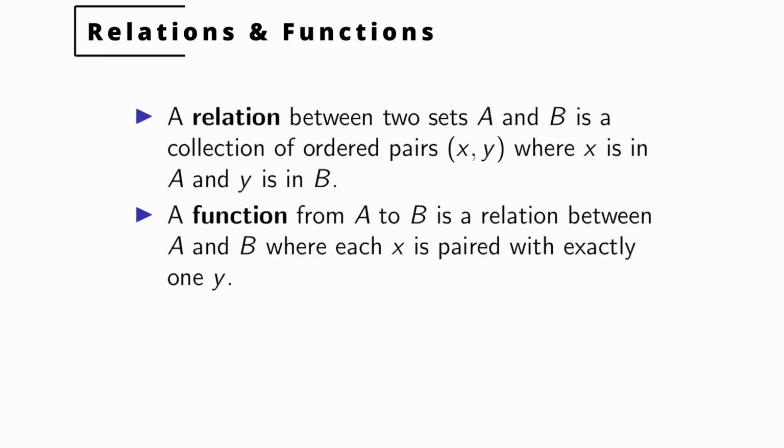Now, a function from A to B is a relation between A and B, so some ordered pairs, where each x is paired with exactly one y. So each x only has one y assigned to it. You can assign different x's to the same y, but every x gets one y only.